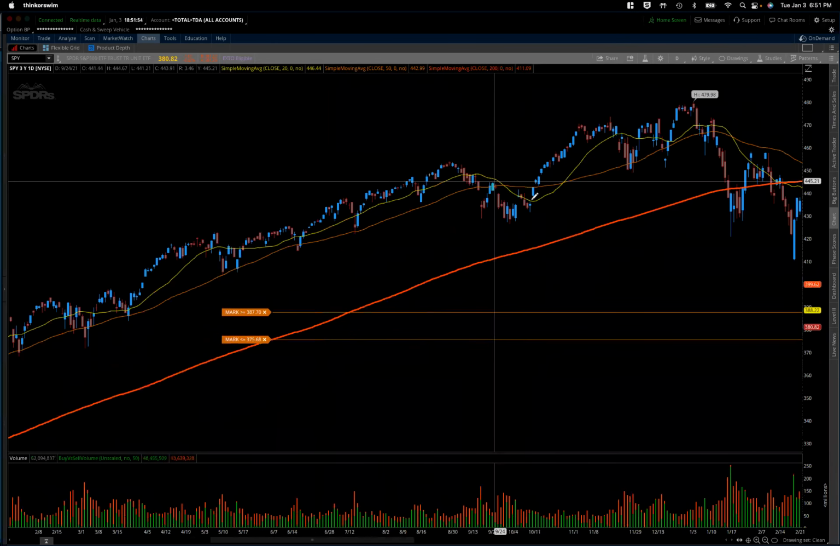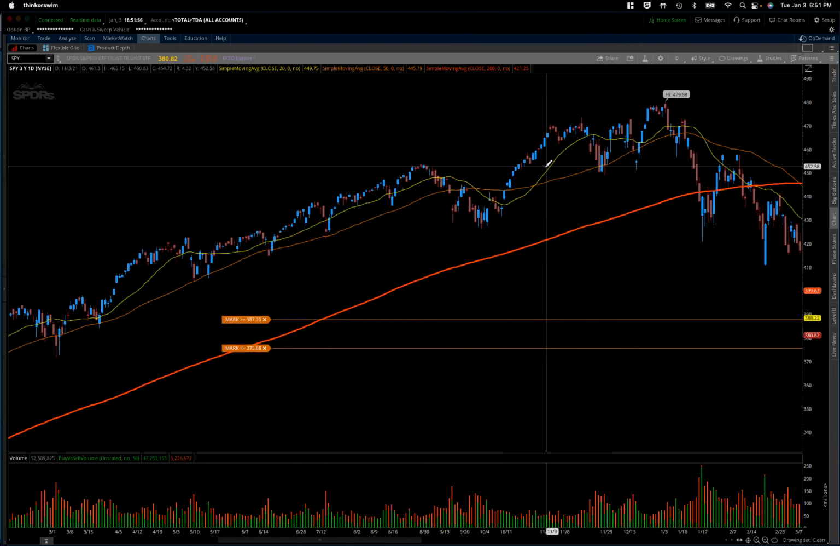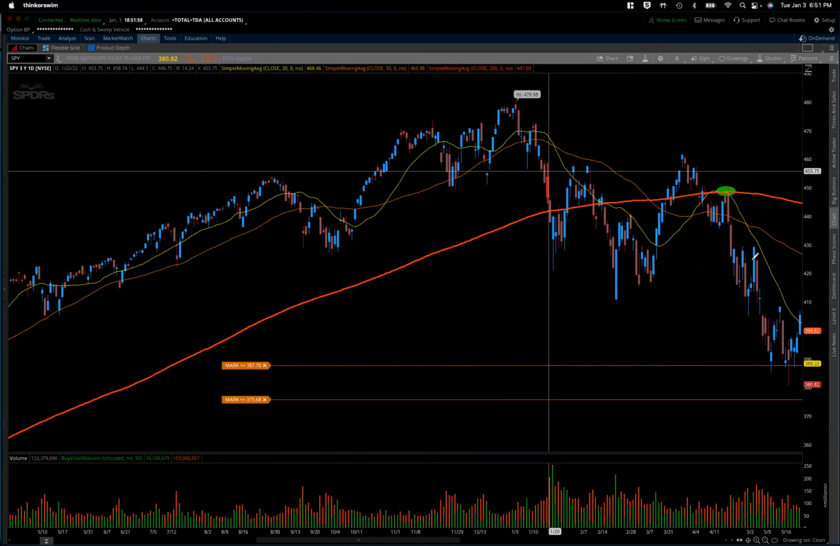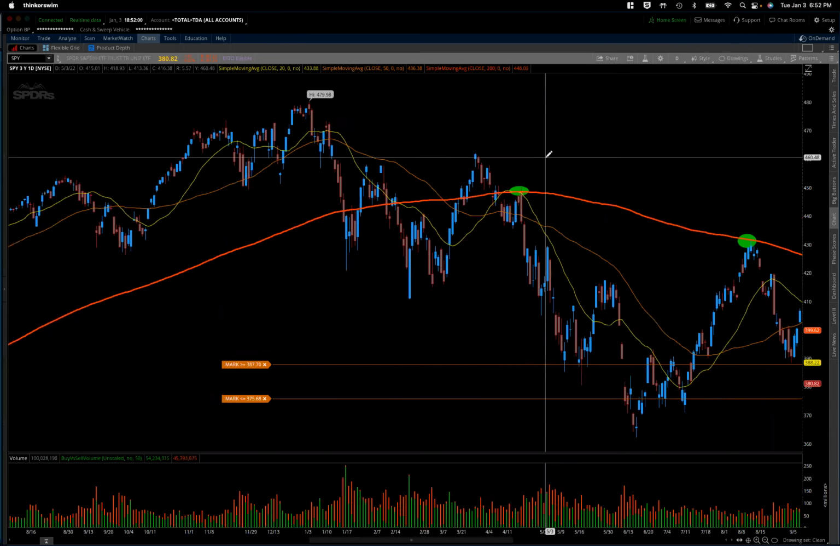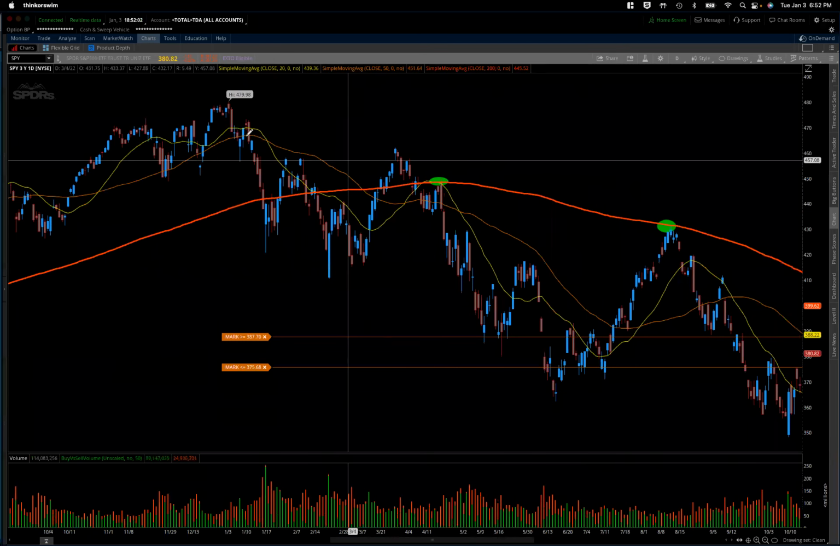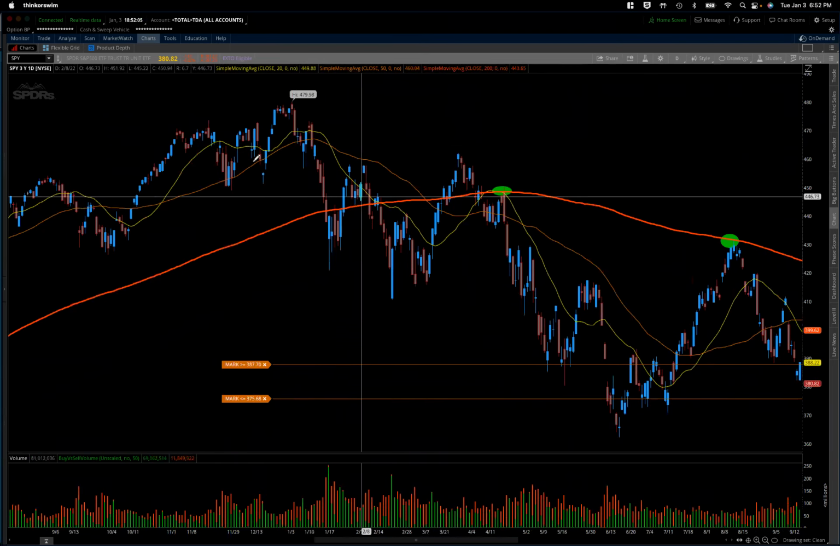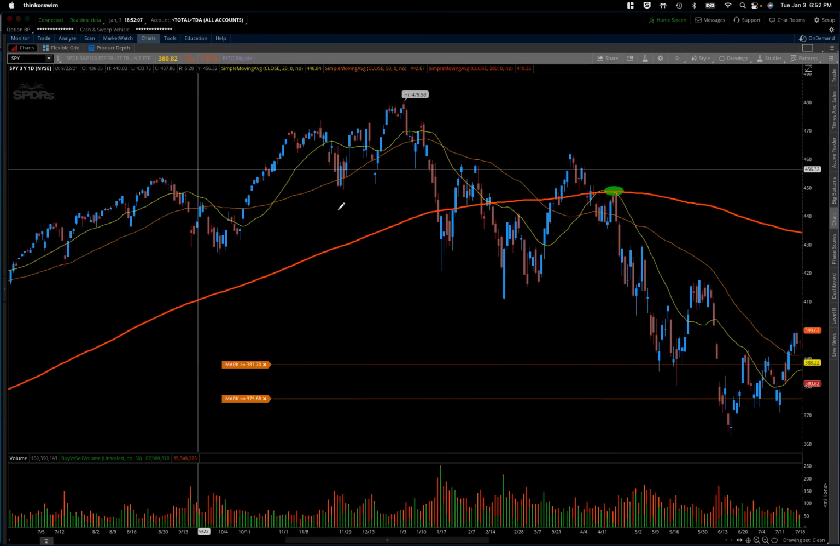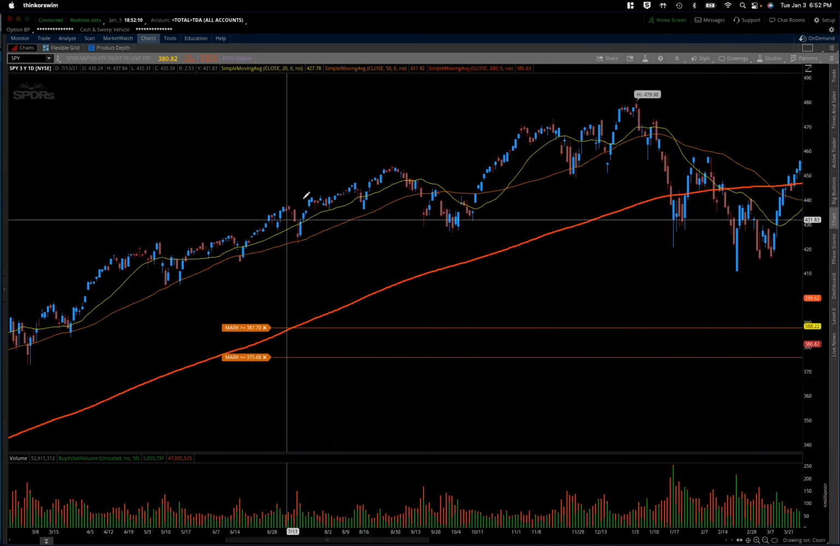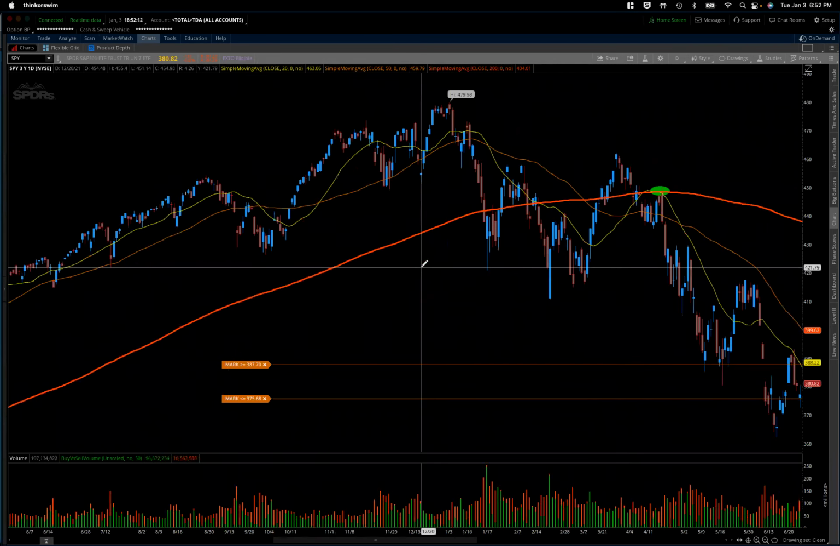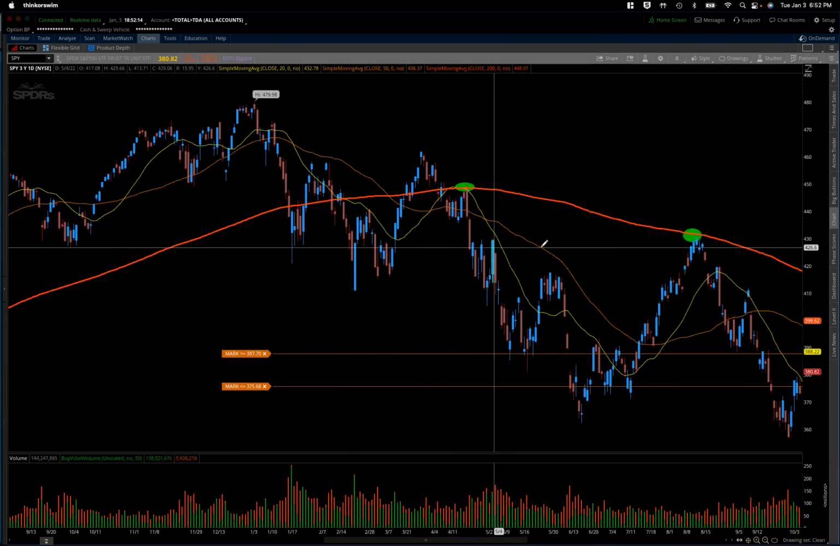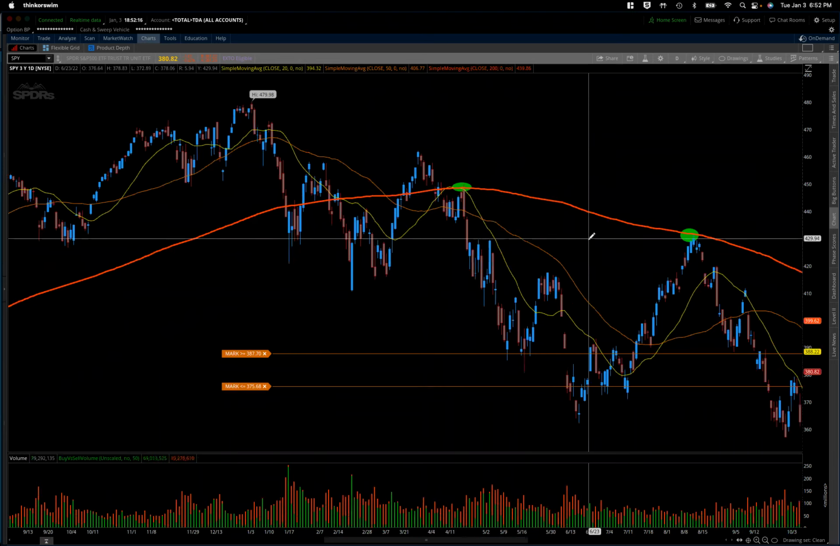We get a few dips with the 20 below the 50, but we never get all moving averages stacked to the downside until we get into this area. This is where we begin to get a strong downtrend, right? So notice how the characteristics of these moving averages have changed. We're no longer seeing the 20 over the 50 over the 200. Now it's the 20 below the 50, below the 200.